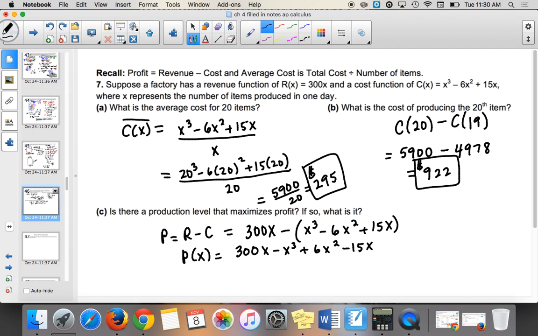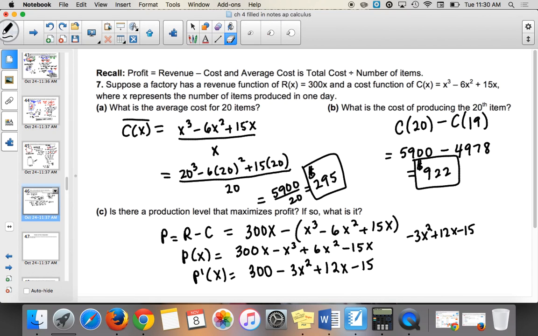Okay, alright. So now we take the derivative. I have 300 minus 3x squared plus 12x minus 15. And we want to set that equal to 0. So negative 3x squared plus 12x minus 15. No, wait. Minus, yeah. So let's combine those. Minus 15 and then plus 300, so plus 285. All right. So we could do the quadratic formula. I'll let you plug it into your calculator as y1, and you can find the x-intercepts.